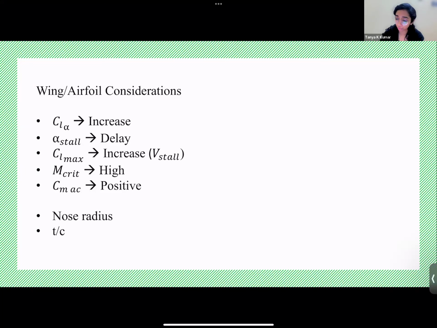So if I have two airfoils, say one like this and one like this, say this is A and this is B, CL versus alpha. Which airfoil would you prefer for your flight? A or B? B, yes. Because it has a higher CL alpha.